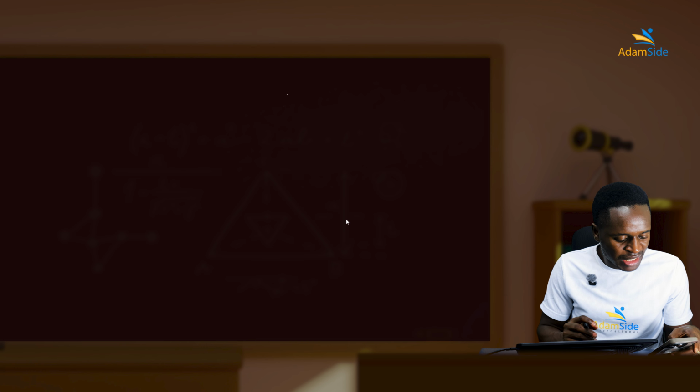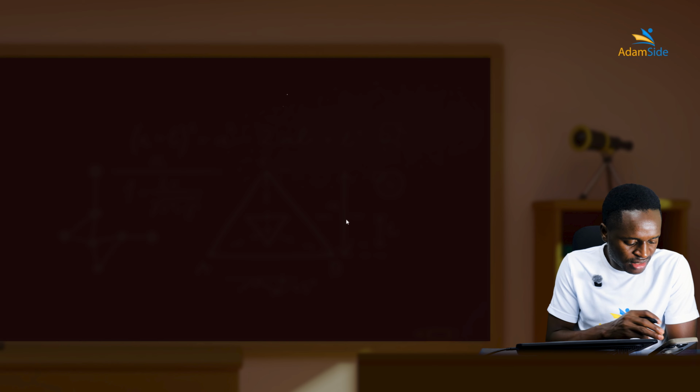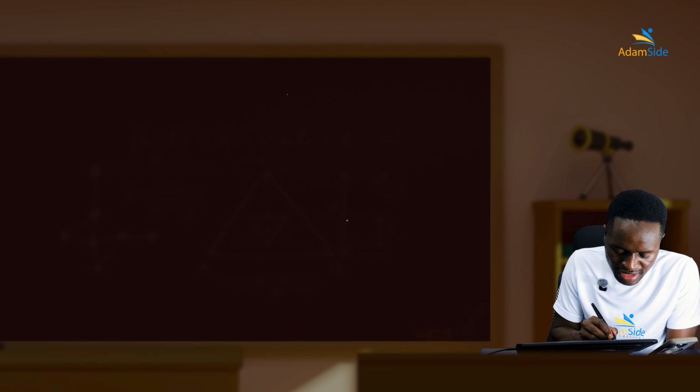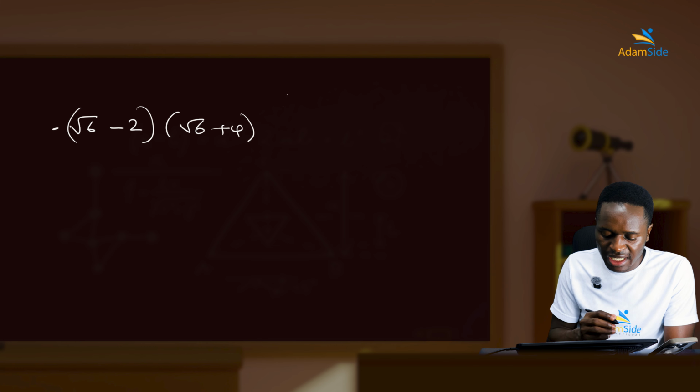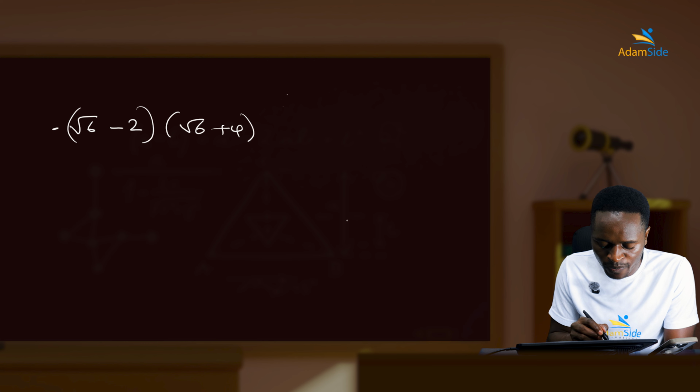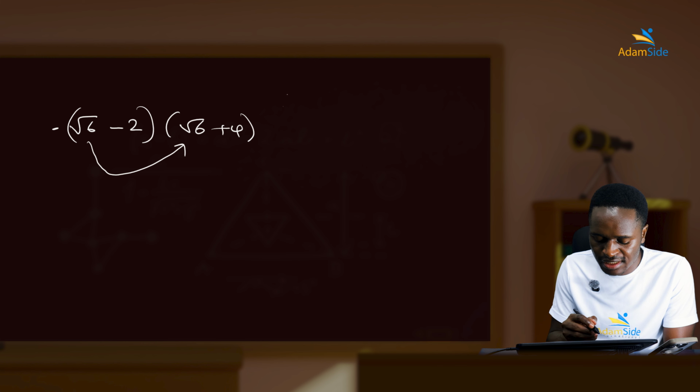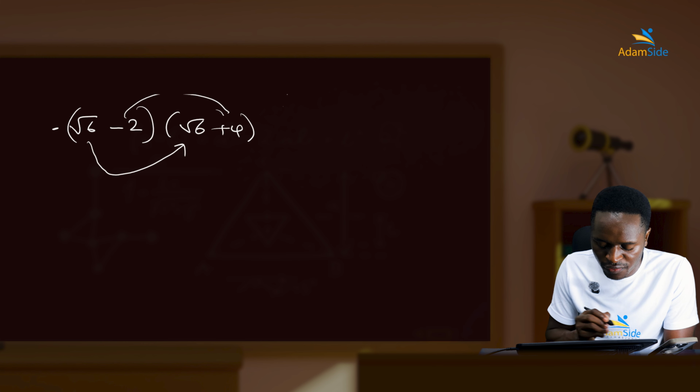You may have to expand double brackets containing surds. How? For example, you have been given root 6 minus 2, and then we have root 6 plus 4. This is another way of simplifying surds. And then you're told to expand. What do you do basically in this? So this one, it's easy. Just take this one times that, root 6 times root 6, and negative 2 times 4.